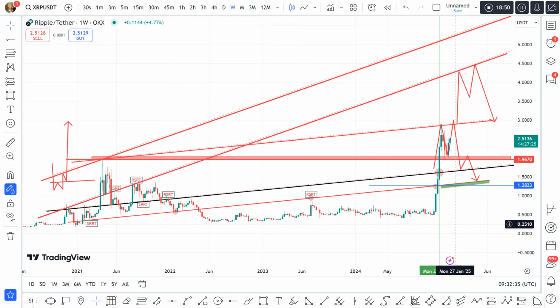We want to stop here. Then we'll look at Axie Infinity.